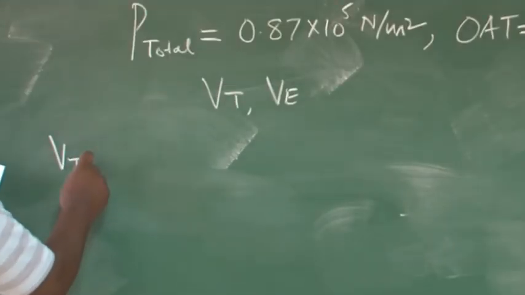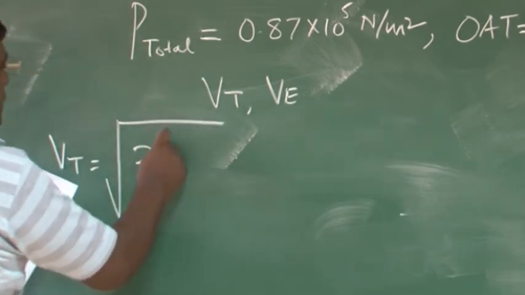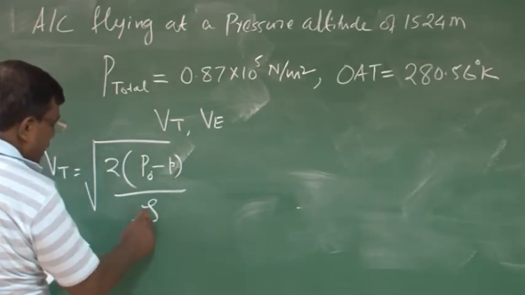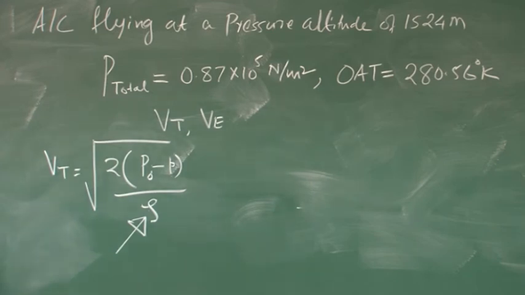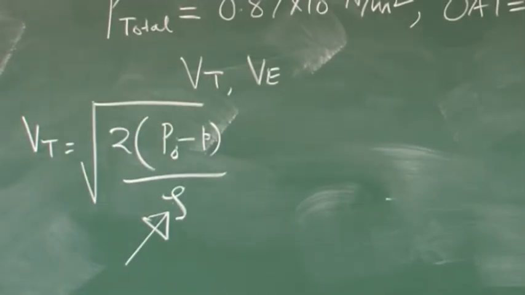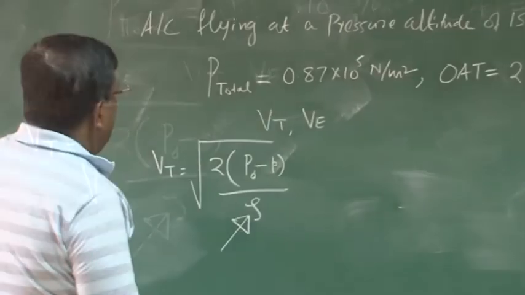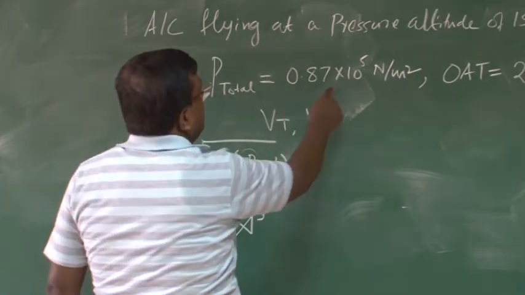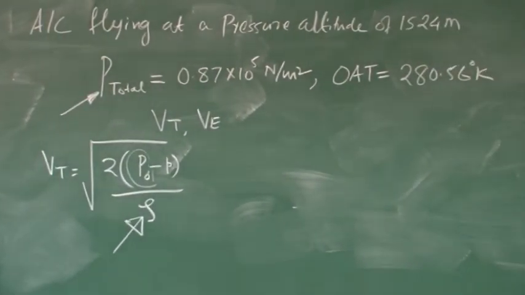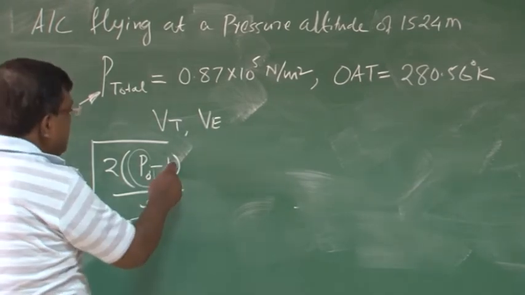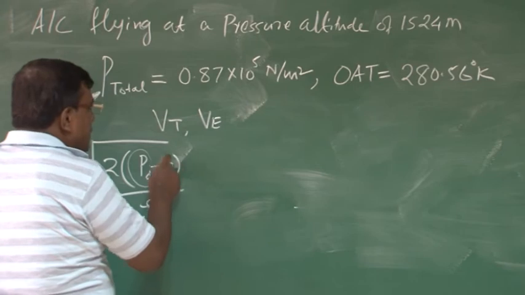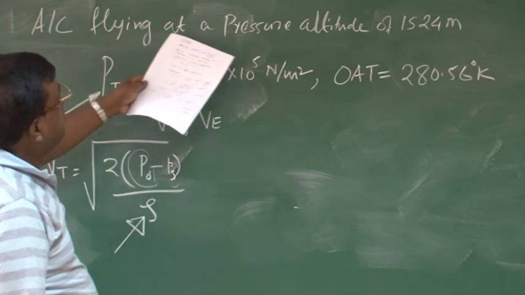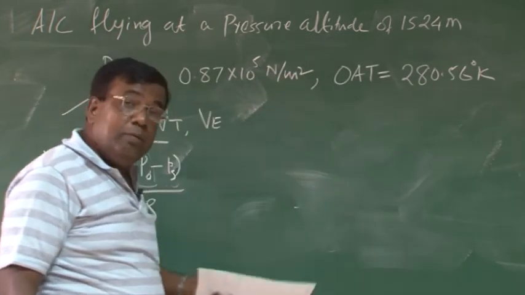We know that V true is nothing but the square root of 2 times P naught minus P by rho. Please notice here, when I am calculating V true, I want the density of air at that altitude where it is flying. What is the P naught there? P naught there is given here as 0.87 into 10 to the power 5 Newton per meter square. The next question is, what is this P? Well, P means PS, that is static pressure. How do I find out? The pressure altitude always gives static pressure, right?